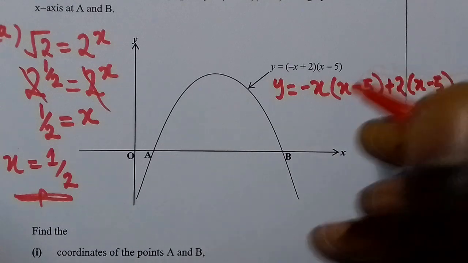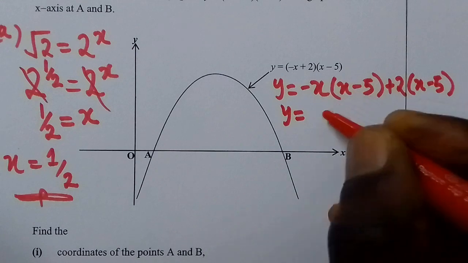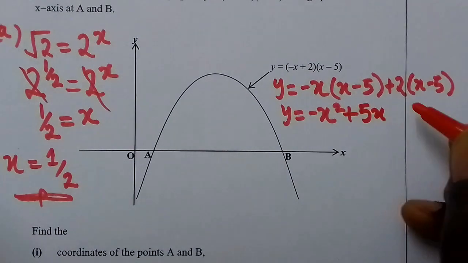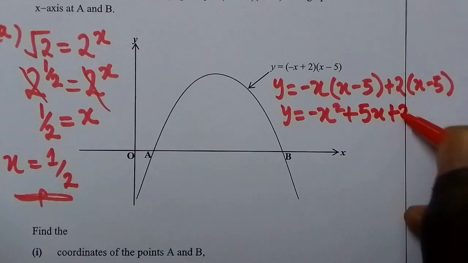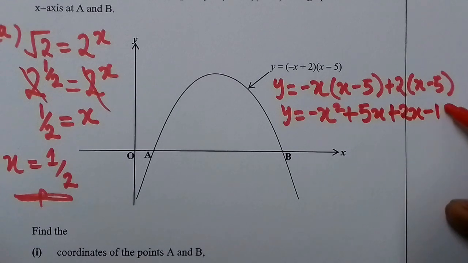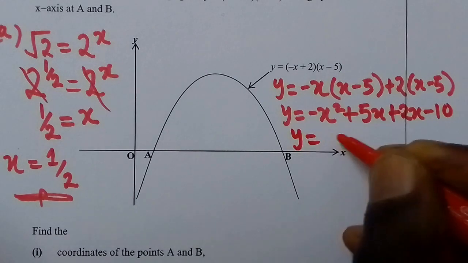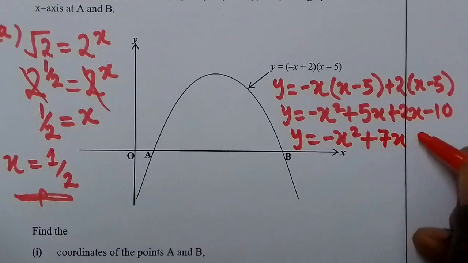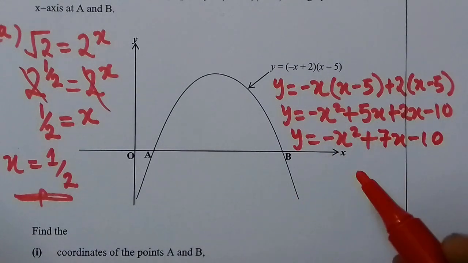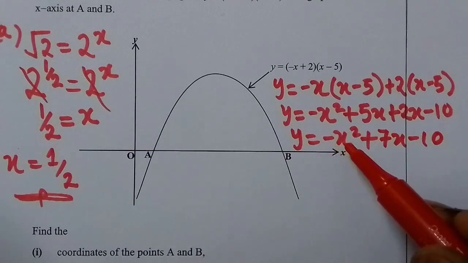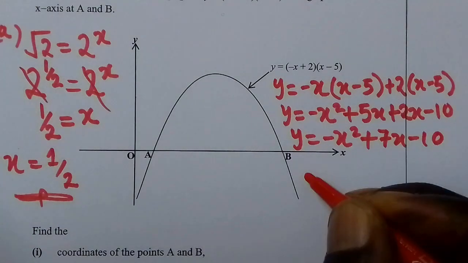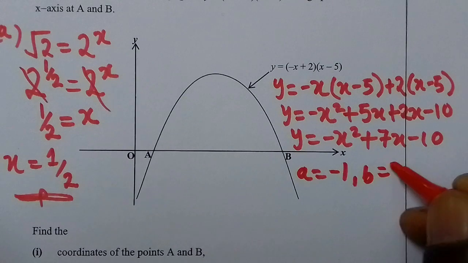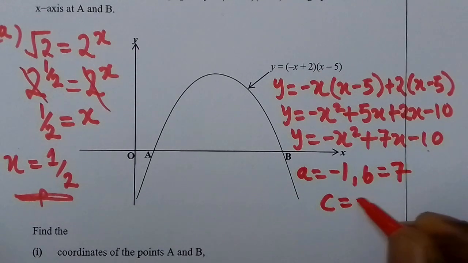And what we get here is y equal to negative x times x, this gives negative x squared, then negative x times negative 5 gives positive 5x, then 2 times x gives 2x, 2 times negative 5 gives minus 10. And then we add what can add. The only two terms that can add are 5x and 2x, which gives 7x, then minus 10. And so we have our equation in the form ax squared plus bx plus c. So our a is the coefficient of x squared, meaning negative 1. b is the coefficient of x, so 7, and c is the constant, so negative 10.